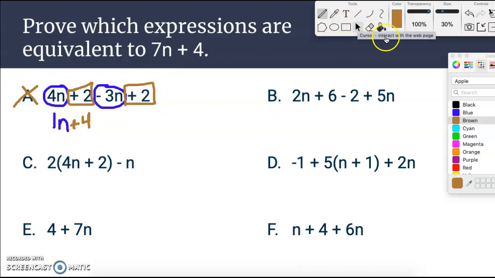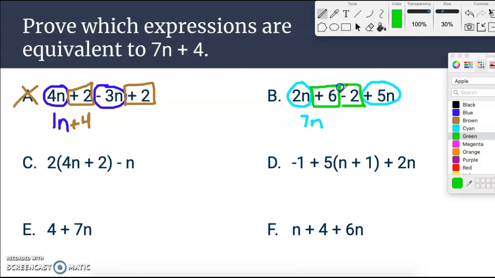And then we go on to B. 2n plus 6 minus 2 plus 5n. Okay, start with our variables. 2n plus 5n. 2 plus 5 makes 7n. And then our constants, positive 6 and negative 2.